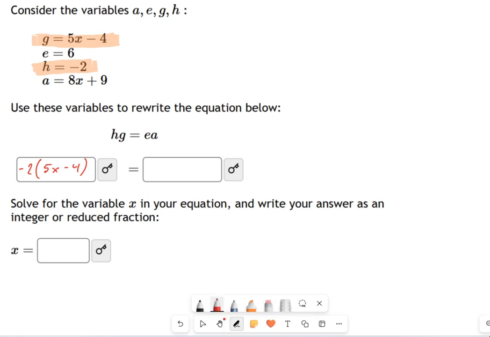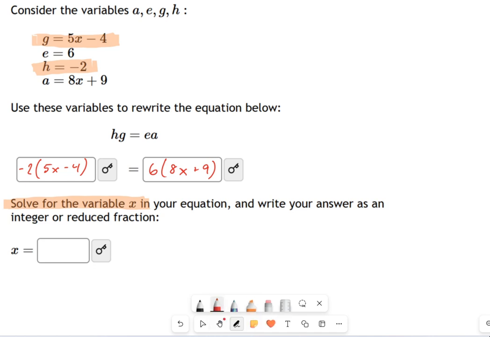And we're going to do the exact same thing on the right side, except I'm going to use E, which is 6, and A, which is 8x plus 9. So this is great. Now I have an equation, and I want to solve for x, right? See, that's what it's asking me to do in the next part. I want to solve for x in my equation.